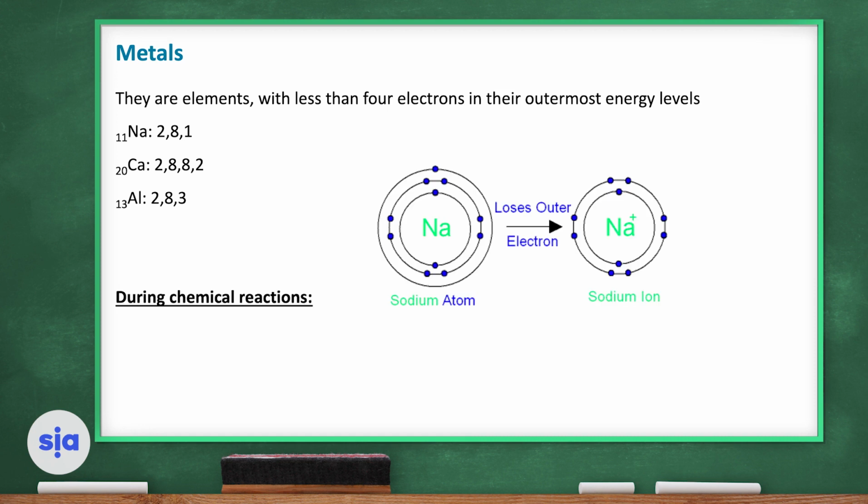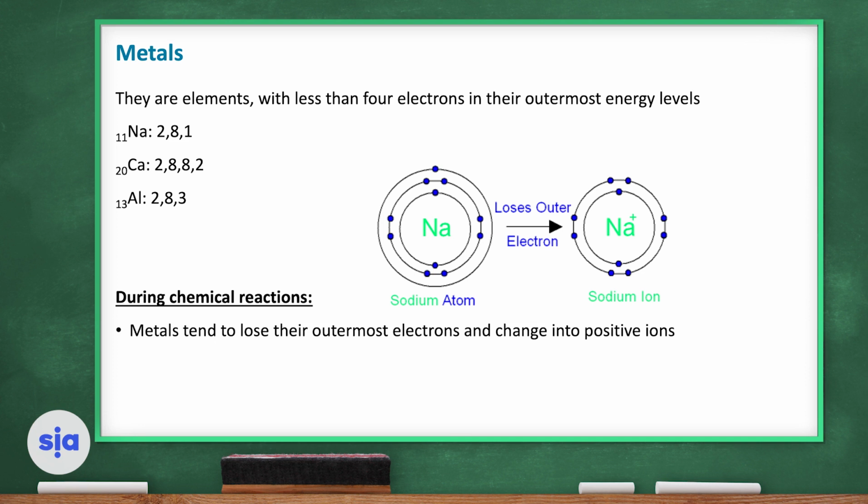And during chemical reactions, they tend to lose electrons and change to positive ions. Of course, when the atom loses electrons, electrons are negatively charged. So when they give or donate electrons, they acquire a positive charge because protons in the nucleus will be more than the outer electrons, and we call this a positive ion.